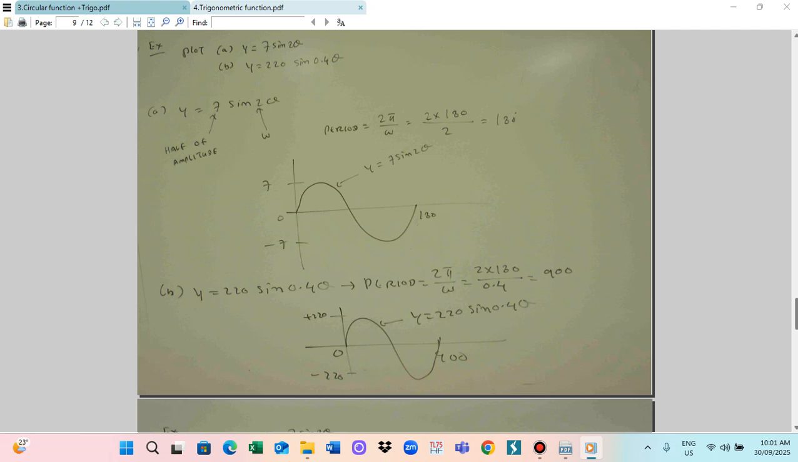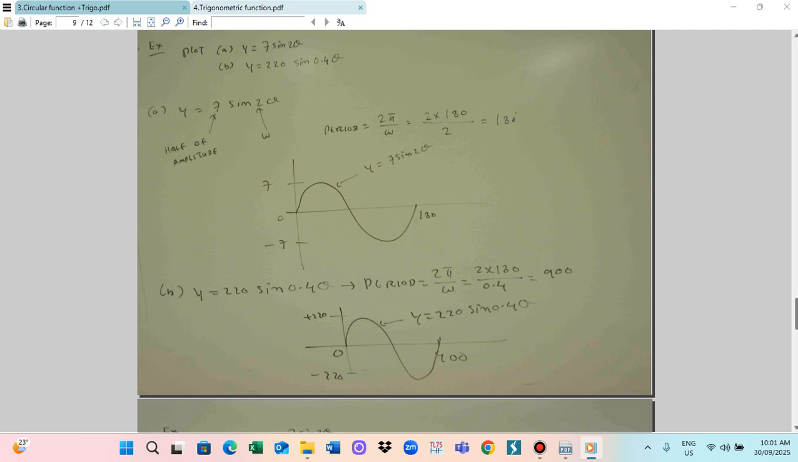Period is equal to 2 pi by w. So 2 pi is 2 into 180, and the w is 0.4. So that will be 900. So the period is 900 degrees. This means that the whole period we can calculate from 0 to 900.